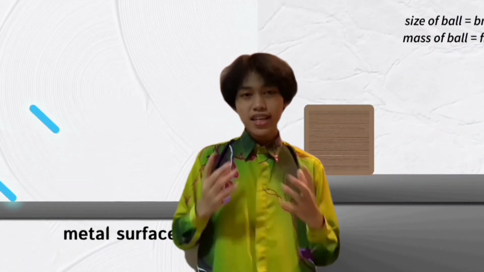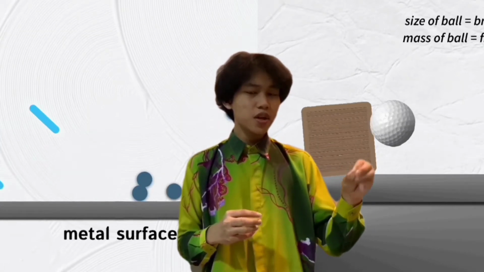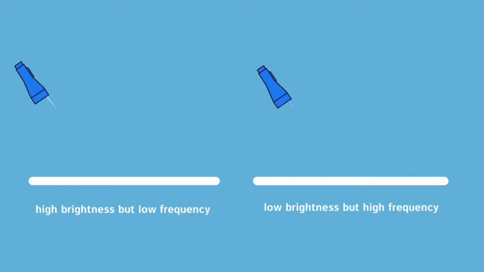So, what is the connection between this situation and the photoelectric effect? The same goes for the brightness of light and the frequency of light. A bright light can't emit the electrons from the metal surface if the frequency is not good enough to emit the electrons.